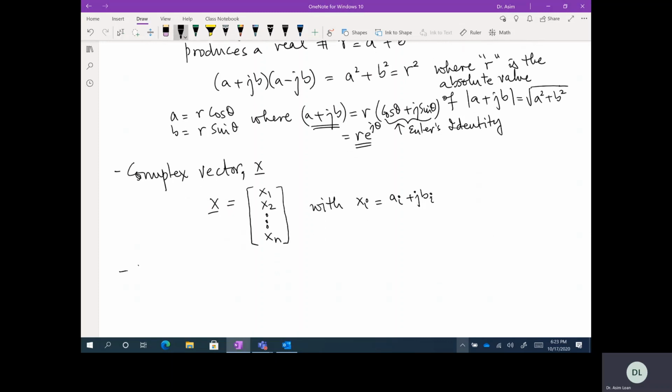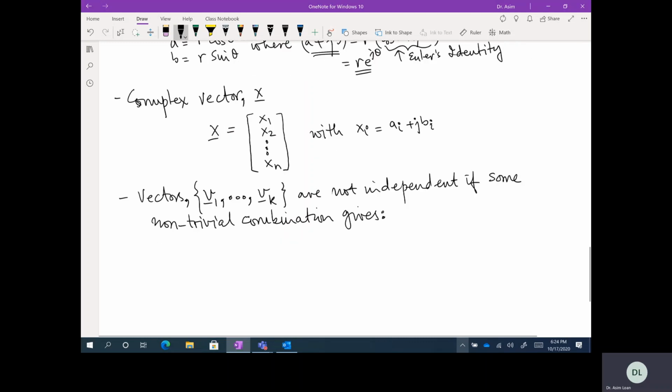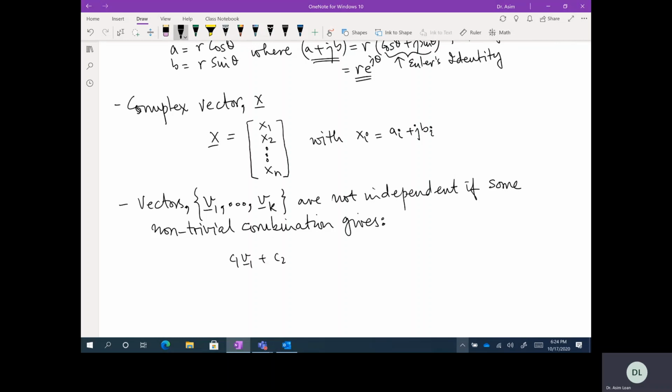So a set of vectors v1 to vk is not independent if some non-trivial combination gives C1 V1 plus C2 V2 plus so on plus CK Vk equals 0, where the Cj may be complex. This is exactly the same definition.